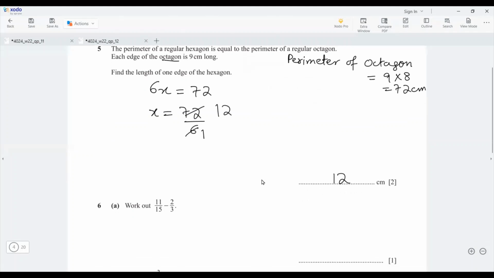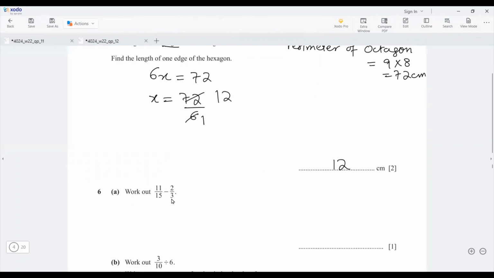So quickly moving to question number 6. We have to work out this type of question. In order to do this, we have to make the denominator the same. The LCM of 3 and 15 is 15. So how do we make 3 into 15? Multiply by 5, multiply by 5. So 11 minus 10, whole divided by 15. So it gives the answer 1 over 15.